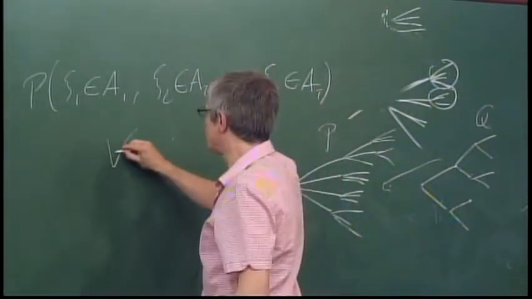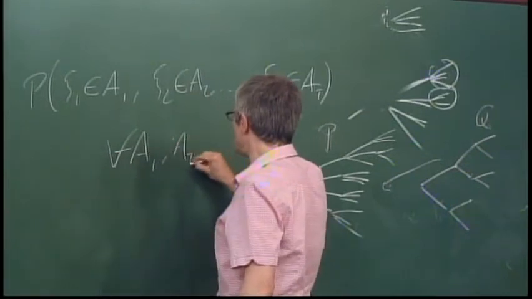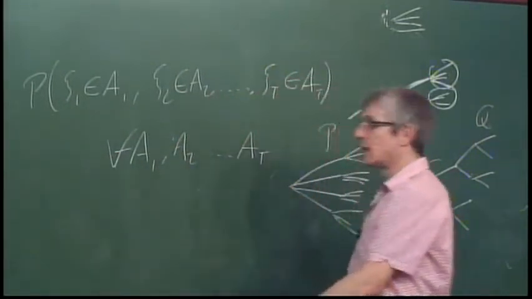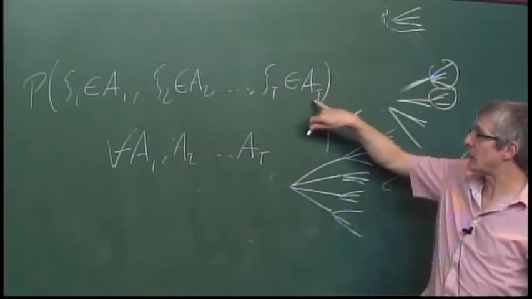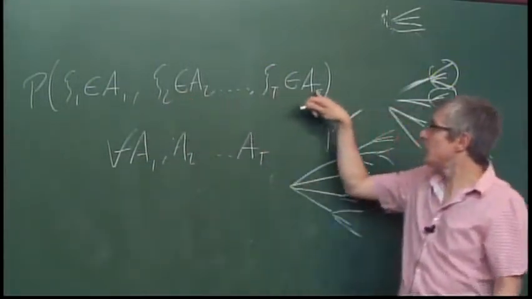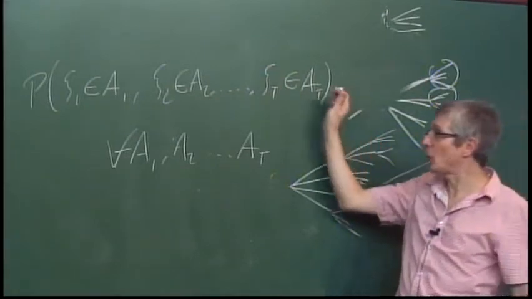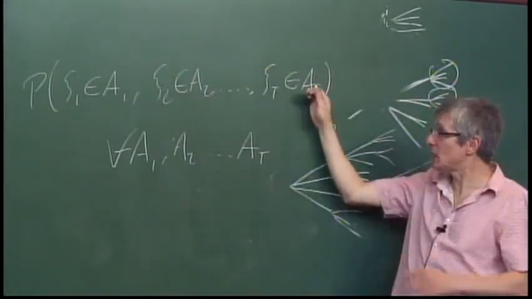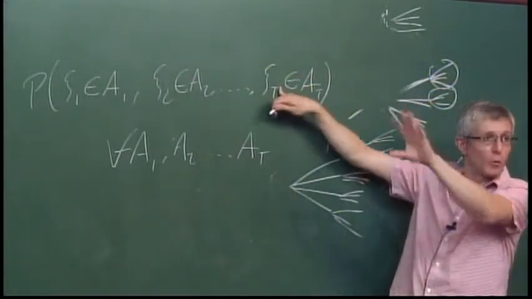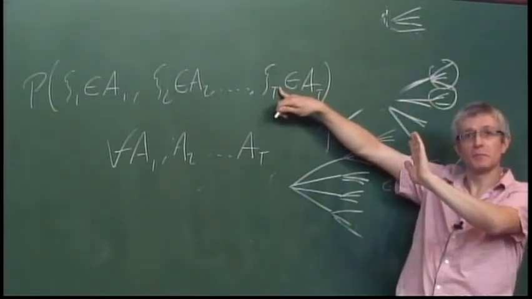For any sets A1, A2, ..., AT, I have to know, we have to figure out the joint distributions of all T random variables. So if I can do this, the process is completely specified.